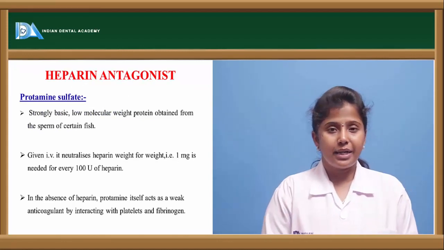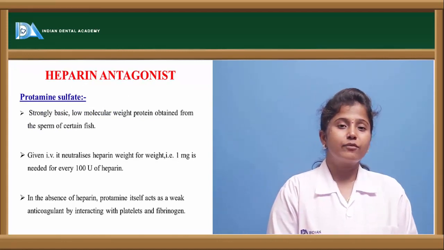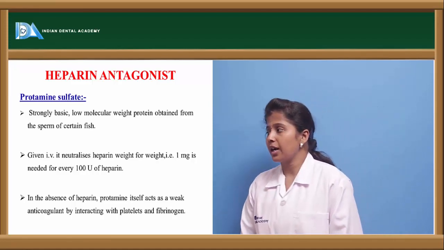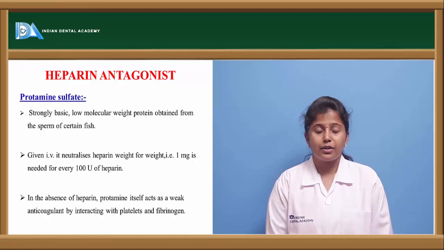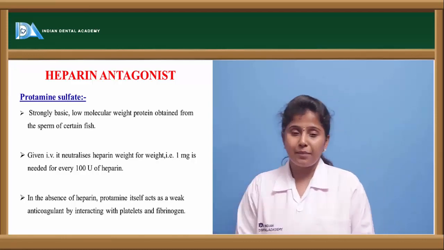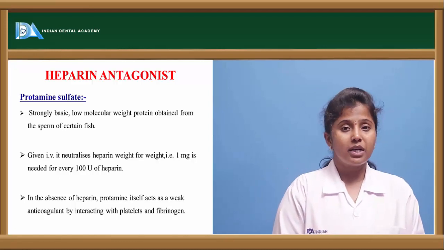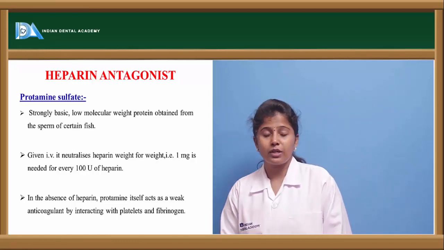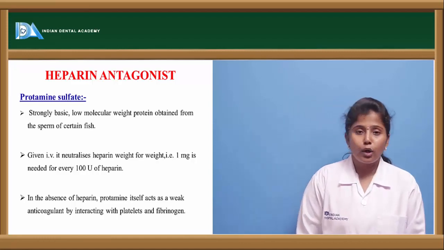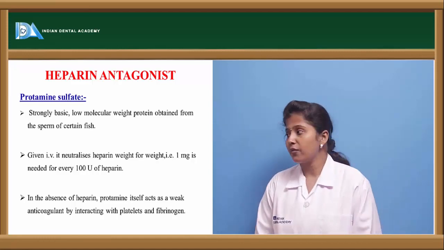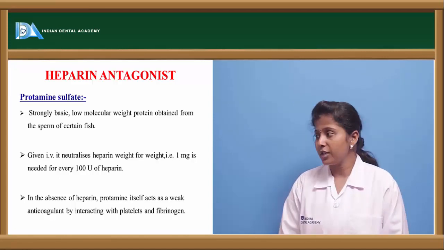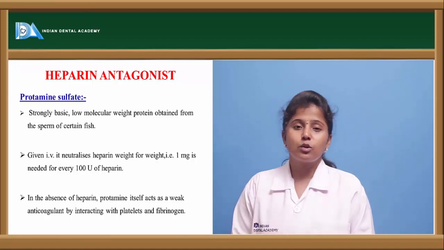Now let us see the heparin antagonist. So how do we antagonize the severe actions of heparin? Drugs like protamine sulfate are given. Protamine sulfate is one of the antagonists of heparin, and it is strongly basic in nature. As heparin is strongly acidic, in order to antagonize it, a strongly basic compound is given, and it is of low molecular weight. This is extracted from the sperms of fish, and it is given mostly through the IV route.